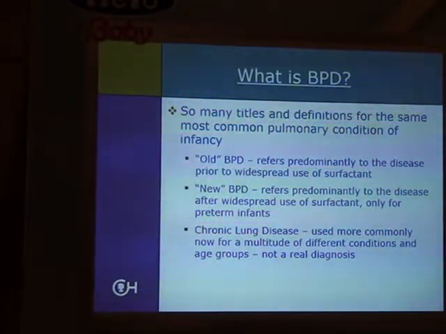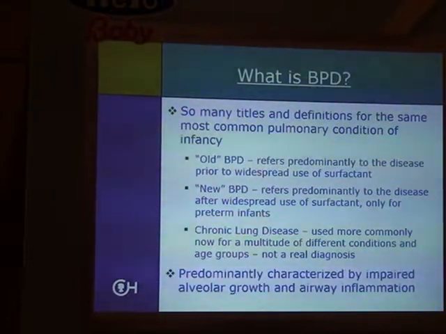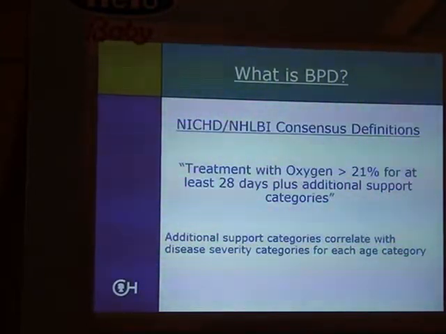So we kind of use chronic lung disease in the literature and when talking with this overall encompassing, but it's not really a true diagnosis that has a good definition. It's more of an umbrella term. And how we discuss BPD is, it's predominantly characterized by impaired growth and airway inflammation. And we have found that there's a whole lot of airway disease as well as lung disease when we're looking at BPD and these chronic lung disease kids, and really taking a deeper dive into what's the pathology and what's going on with each individual kid to really know how we're going to define them.